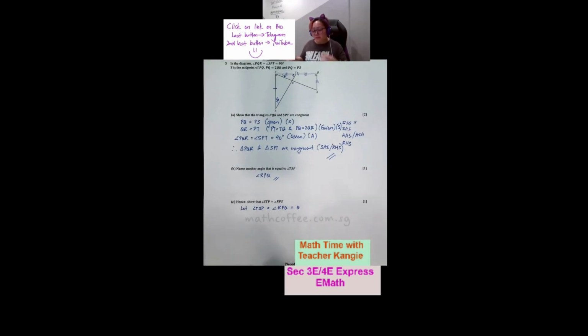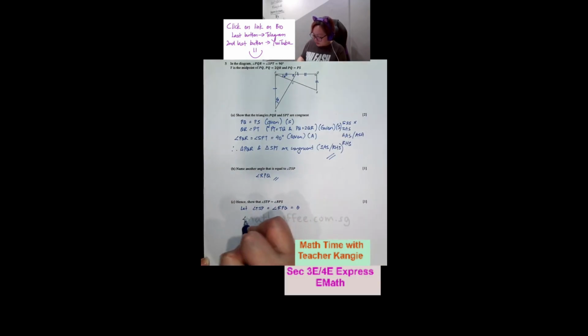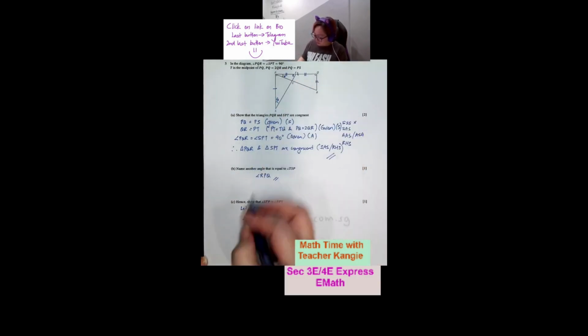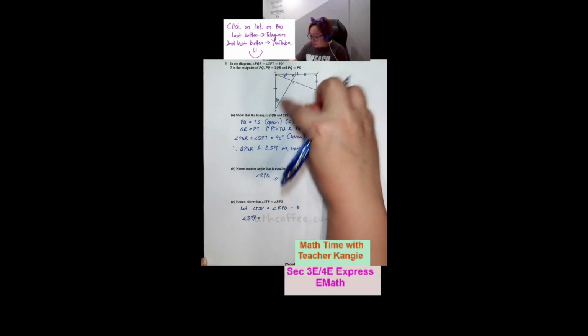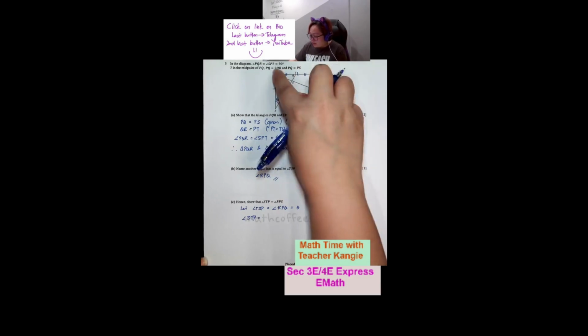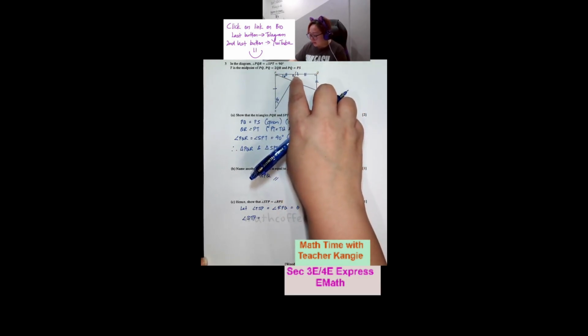Okay, why do I let it be theta? Because I want to find angle STP. See here, STP. This is a triangle. Total angle is 180 degrees. So 180 degrees minus 90 minus theta will give me this angle T, correct?